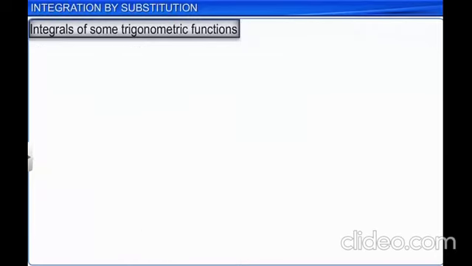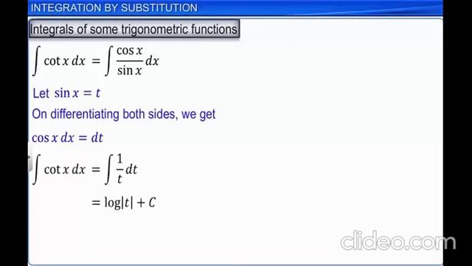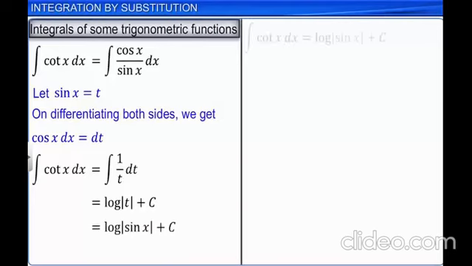Now, let's evaluate integral of cot x. Cot x can be written as cos x divided by sin x. Let sin x be equal to t. On differentiating both the sides, we get cos x dx is equal to dt. Now, writing the integral in terms of t, we get integral of 1 upon t dt. On integrating, we get log mod t plus the constant. Finally, replace t by sin x. This gives integral of cot x dx is equal to log mod sin x plus the constant.